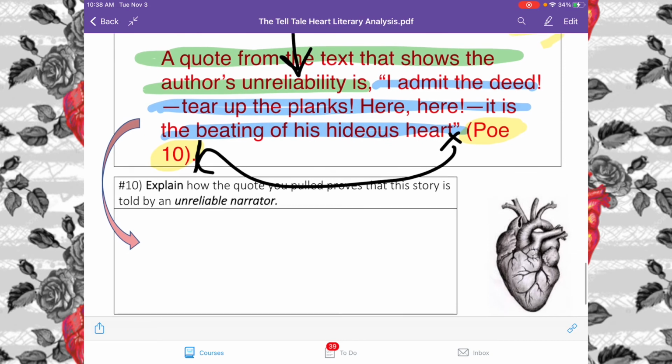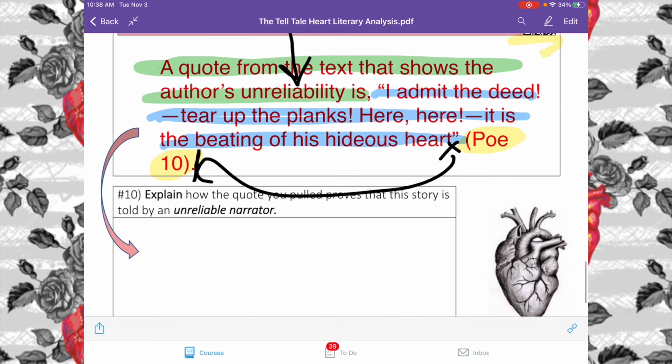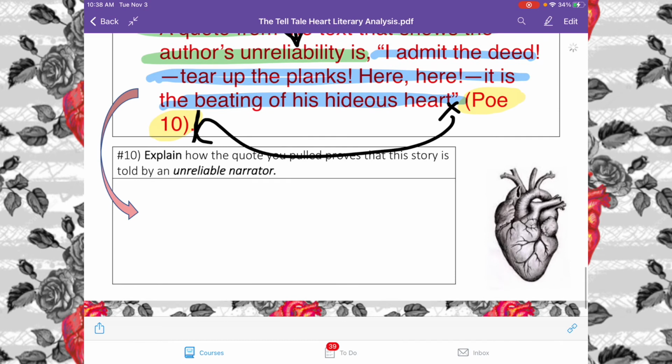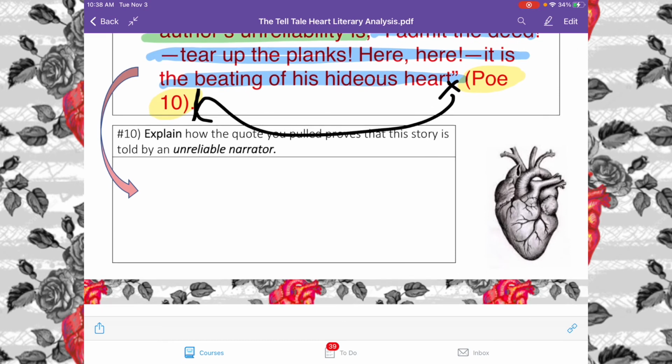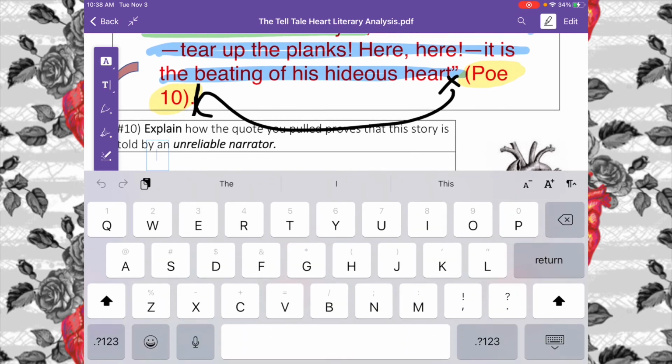Now we know from his earlier description that this old man is no longer alive, right? He chopped up his body into pieces. There is no possible way that this man's heart is beating. So the fact that he's perceiving that it is beating, and we know that that's not possible, is showing that he either is hallucinating or he's making up events in the story that he's telling us. So this obviously is proving he's unreliable. So I'm going to type something like that here in our last box.